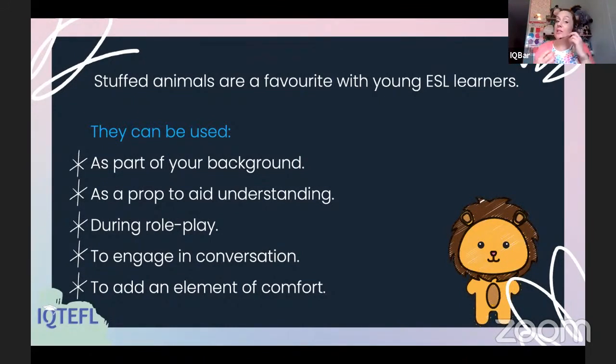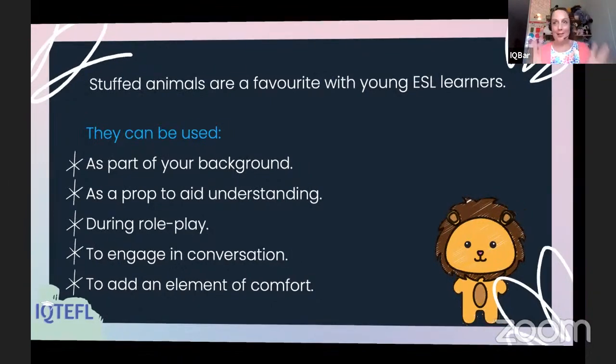And this is lovely. It adds an element of comfort. We all love stuffed toys, let's admit it, even if we're not young anymore. And as a child, that's something lovely. And if they have their own, that gives them that sense of comfort, and they're safe. They're great. I love them.